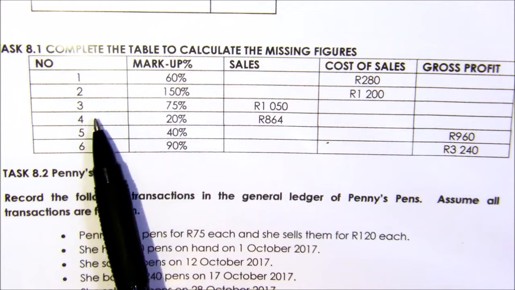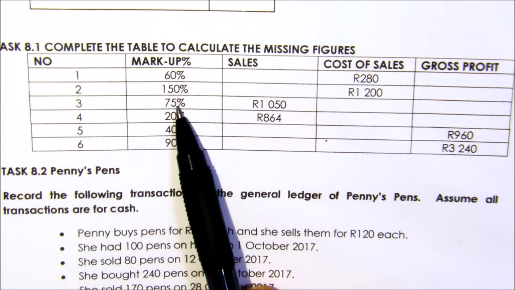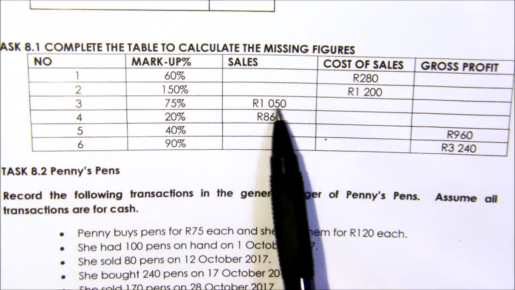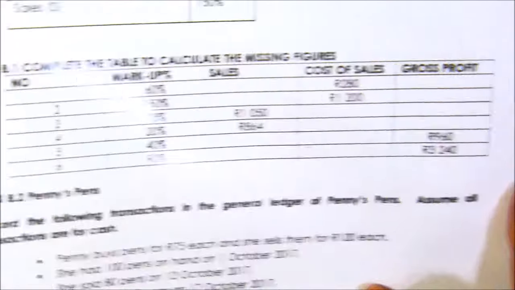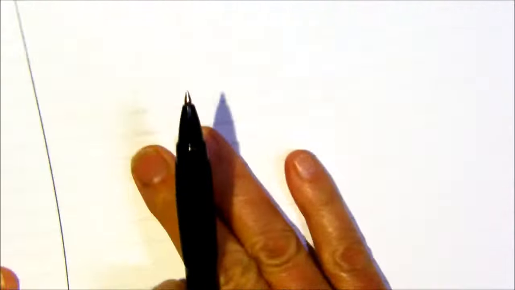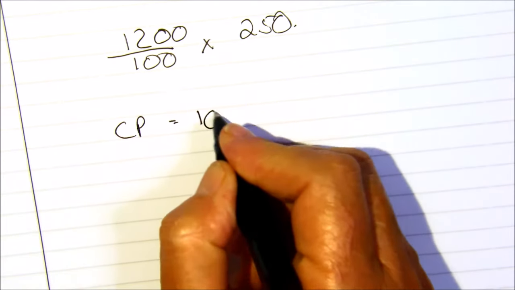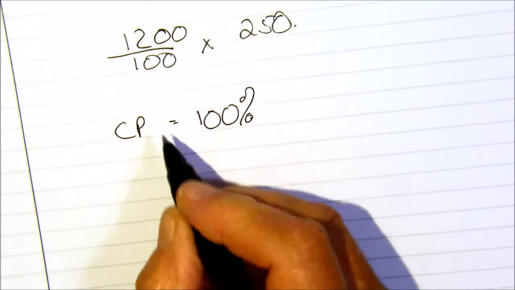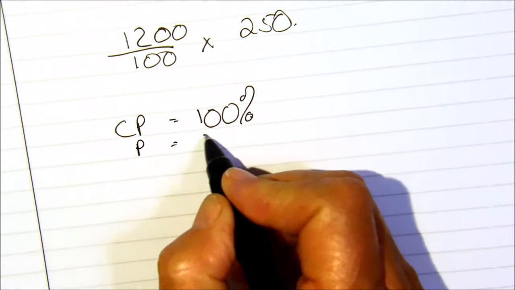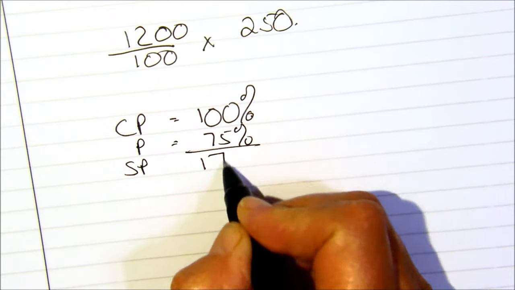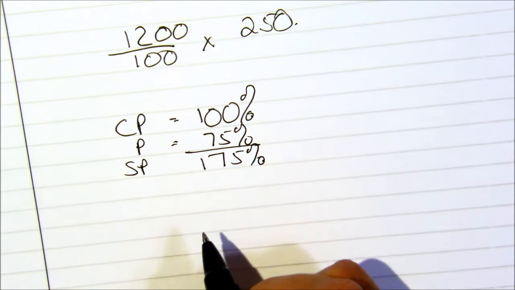Now if we go to number 3, you're given a markup of 75%, but this time we're given the sales figure. So we're going to try and find the cost of sales. Same story. We start exactly the same. The cost price is always 100%. The profit in number 3 is 75%. So selling price, you add the two, is 175.